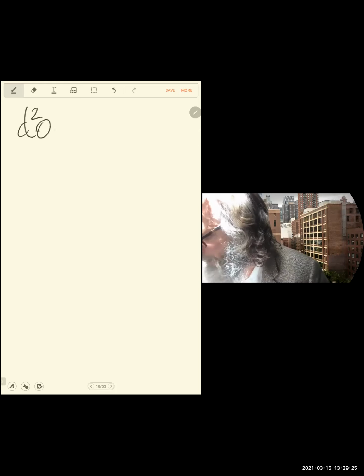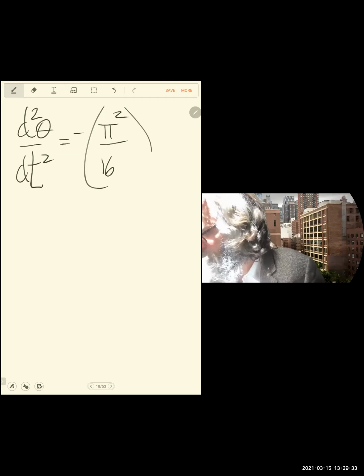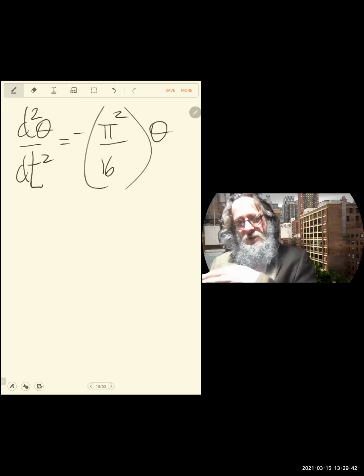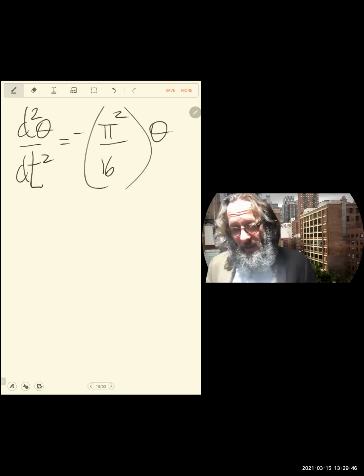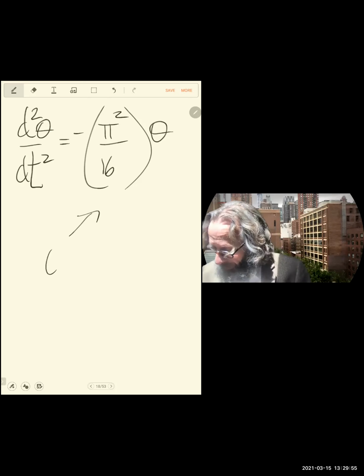If the problem says something like this, those thetas could have been z's or they could have been x's. I want you to recognize, oh, this is the differential equation for harmonic oscillation. That automatically means that theta is oscillating at an angular frequency.